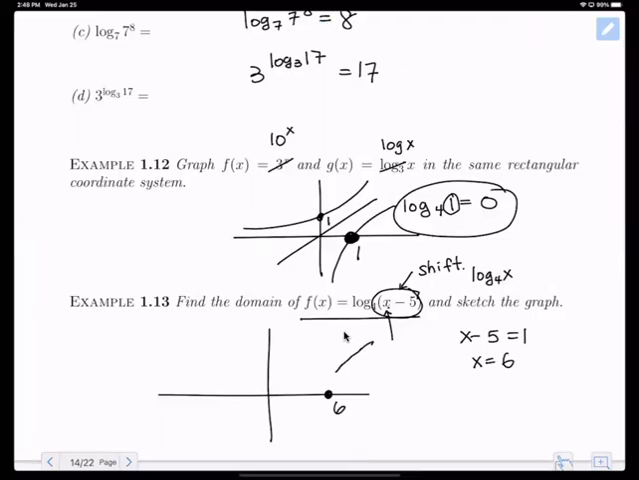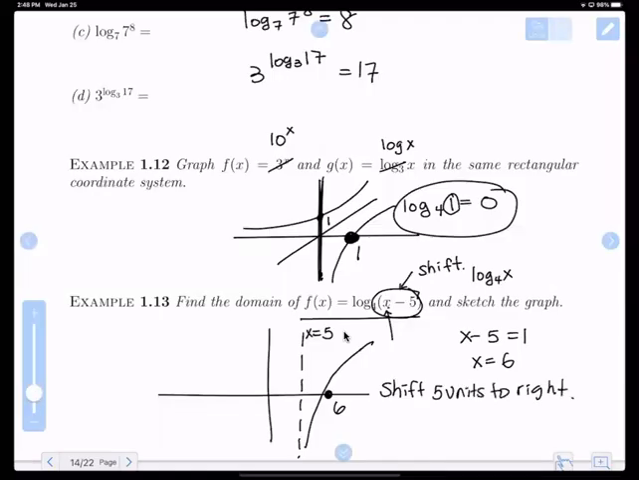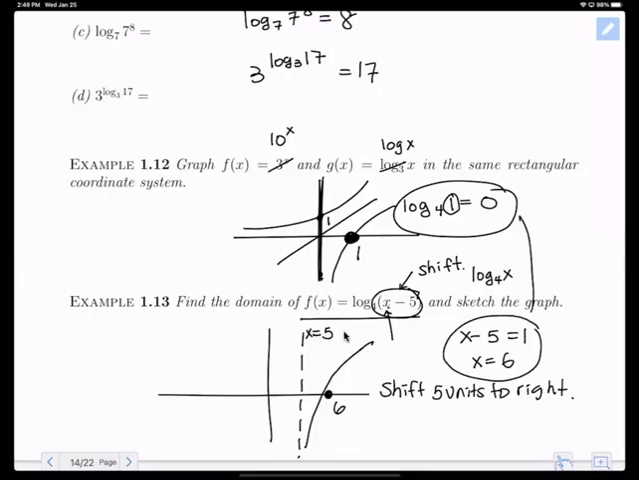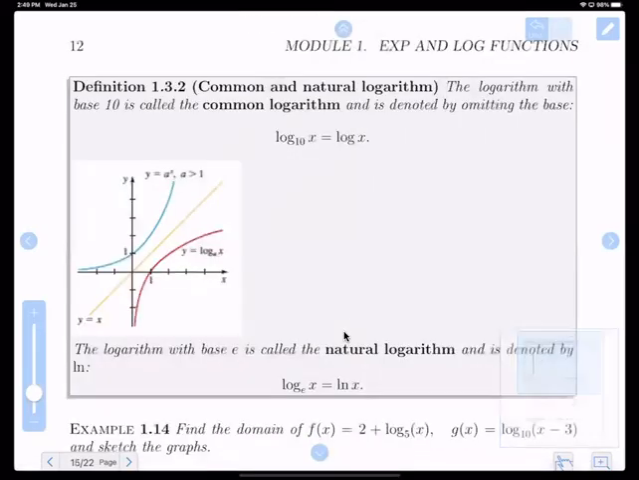And you graph it? Of course. This time you cannot let it pass through 1, because this is the only difference: there's x equals 5. Shift 5 units to the right. How do I know this? It's because of this. Make sure you understand that little transformation from one to another. Okay, next page.